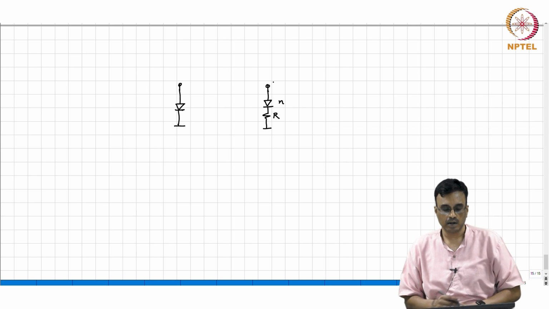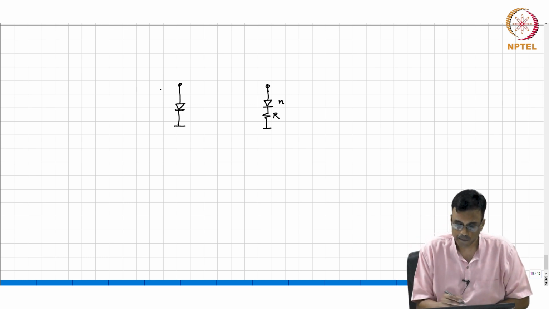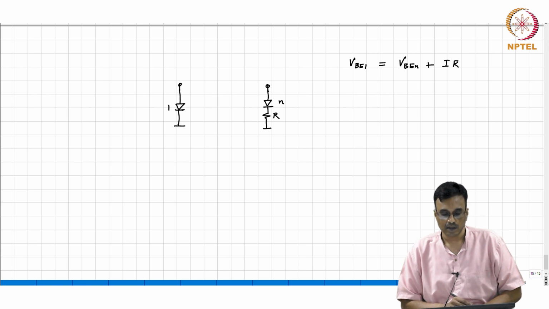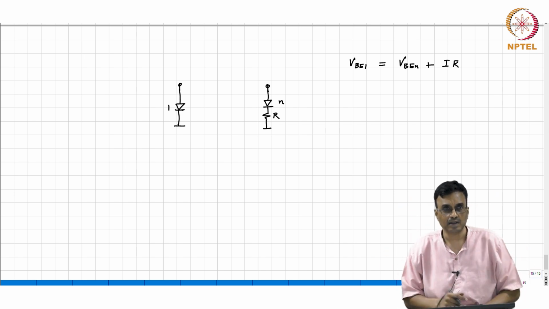If you want to generate a PTAT current, what happens eventually, as we saw, is that VBE1 must be equal to VBEN plus IR, correct. So, one way of finding that magic current VT ln N by R is to force the same current.